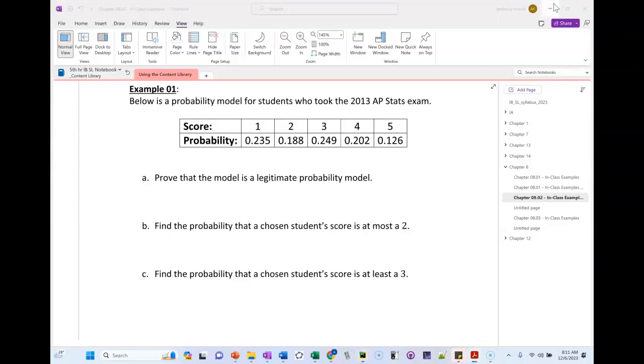Christian. Find the probability that a chosen student score is at least 3. So it's just 3, 4, and 5. Probability of 3, 4, and 5. Great. It's like 5 something. 577. Or what else could have you done? You take 1 minus probability that it's at most 2. Yes, very good. You could have also done it as 1 minus your answer for part B. That would also work. Either is correct.